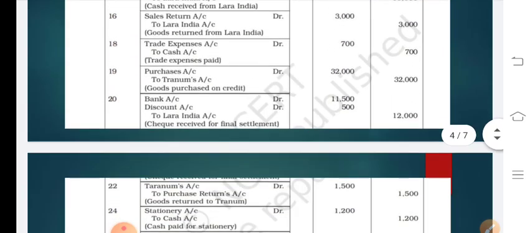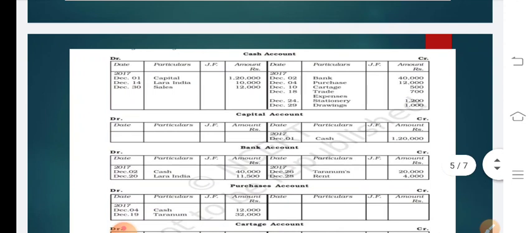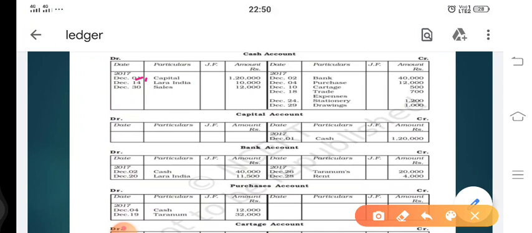You will prepare a cash account and write here that on December 1st, cash account was debited and capital was credited. Since cash has a debit balance, you will go to the cash account's debit side but not write the name of cash itself. The name will be written of the opposite party. That means cash is debited through capital. So here we'll write to capital account.